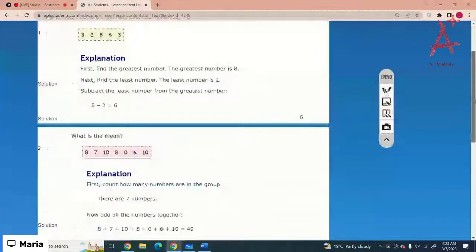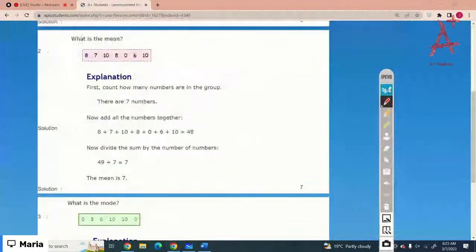Then you have to calculate the mean. The mean of the data is: you have to sum up all the numbers and divide by how many there are. They are 1, 2, 3, 4, 5, 6, 7 in number. So just add them all and divide by 7. Here you have 8 plus 7 plus 10 plus 8 plus 0 plus 6 plus 10, that is 49, divided by 7. So the mean of the data is 7. Got it?